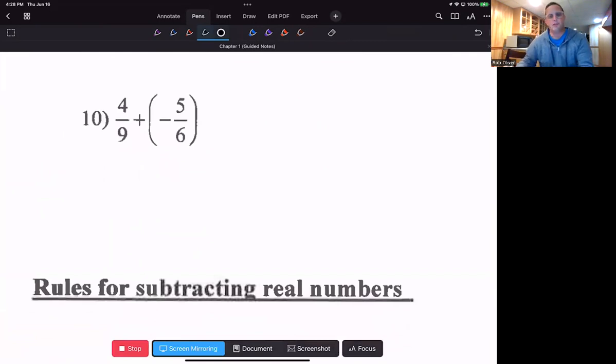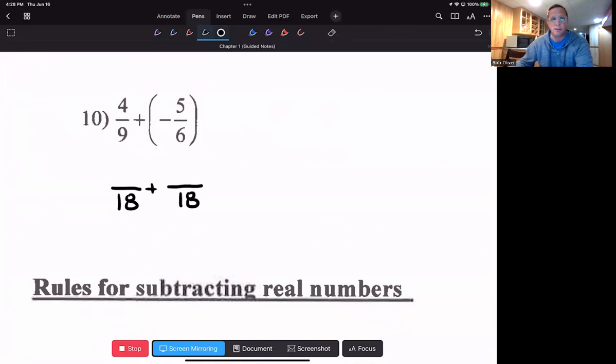Okay, 4/9 plus negative 5/6 right there. We don't have an LCD, so let's go ahead and do that first. Our LCD of 9 and 6 is 18. 18 is a multiple of 9, and 18 is a multiple of 6.